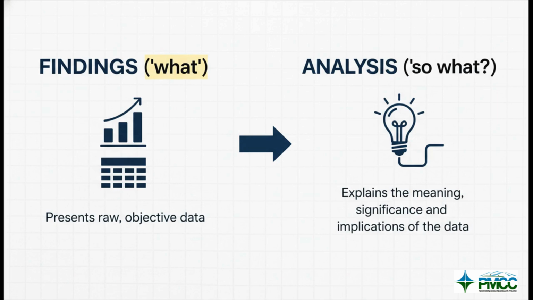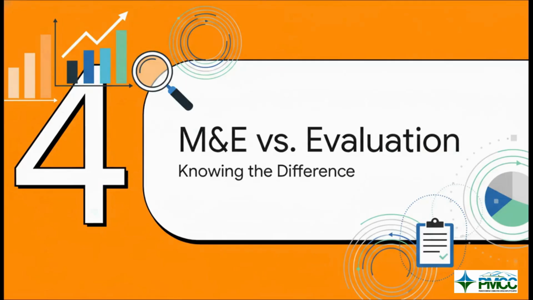Findings are the what. They're just the facts, the raw data. For example, 70% of participants reported a higher income. That's a finding. Analysis is the so what. It's where you step in and explain what that 70% means. Why is it important? What does it tell us about our project's success or its challenges? That's analysis. All right, moving on to Section 4.